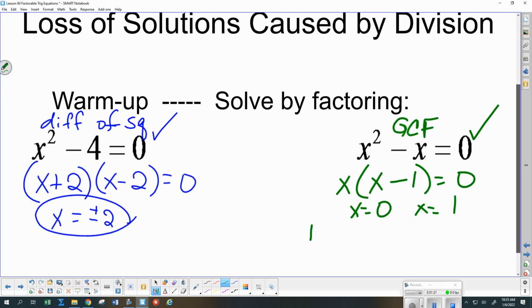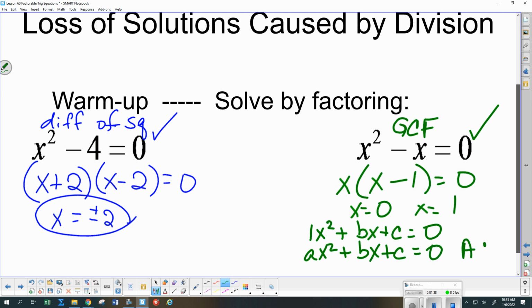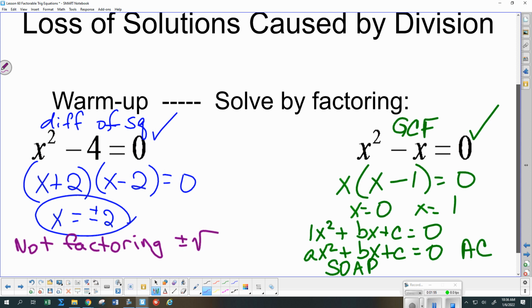Don't forget, we also have the method for 1x squared plus something times x plus something equals 0. And we have the messier method when it doesn't start with a 1x squared. We have the AC method. We also have SOAP if it's the sum or difference of cubes. In addition, it's not factoring, but we do have that plus or minus square root method.